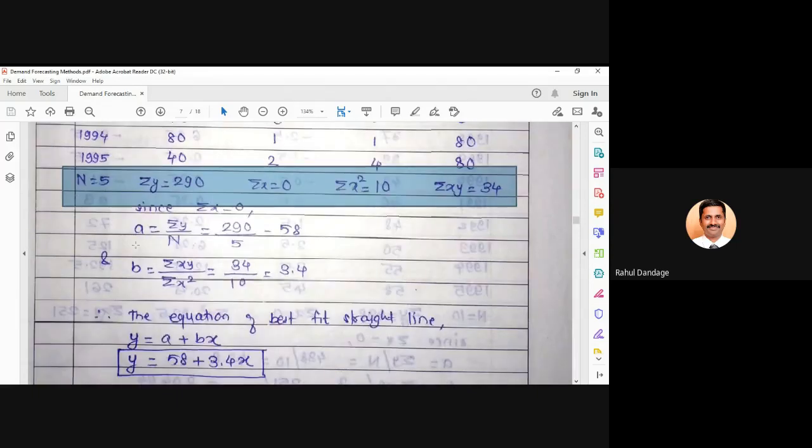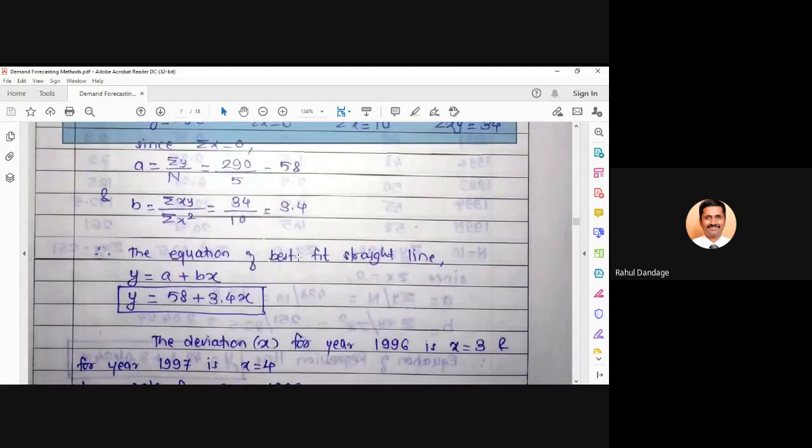Once we get the values for a and b, 58 and 3.4, now we substitute these values of a and b in the equation y is equal to a plus bx. So y is equal to 58 plus 3.4x. This is our equation for the regression analysis, or the least square method, applied to the 5 periods of data which is available.